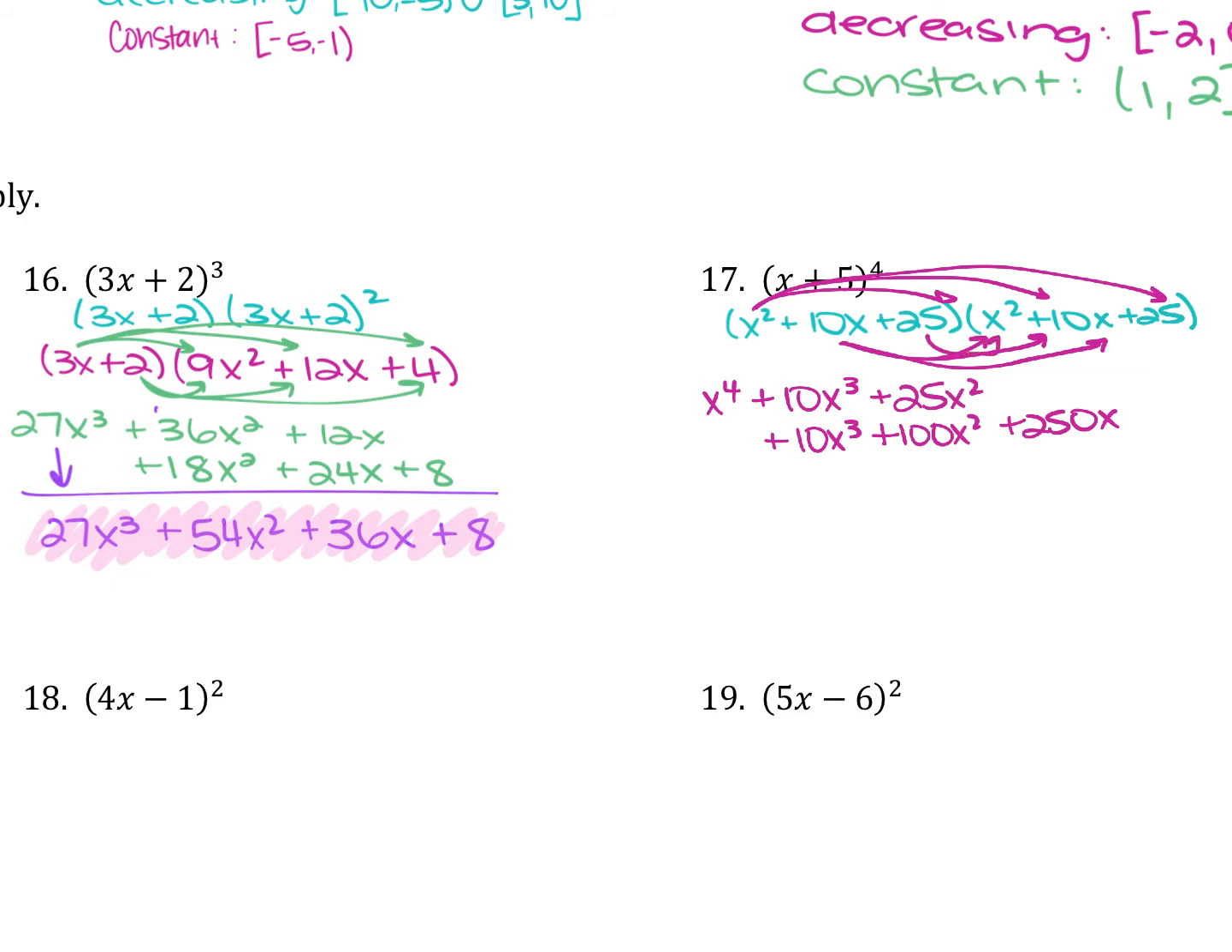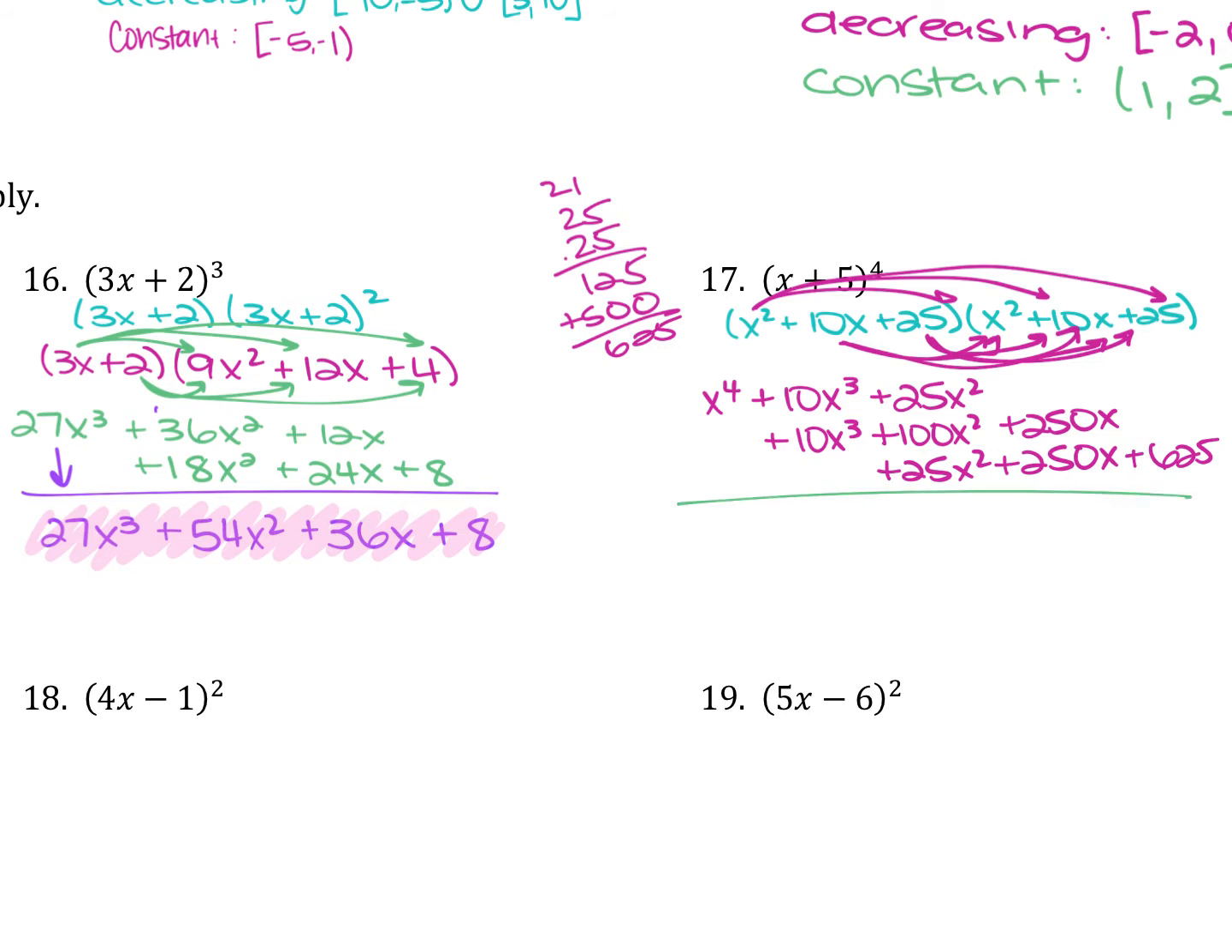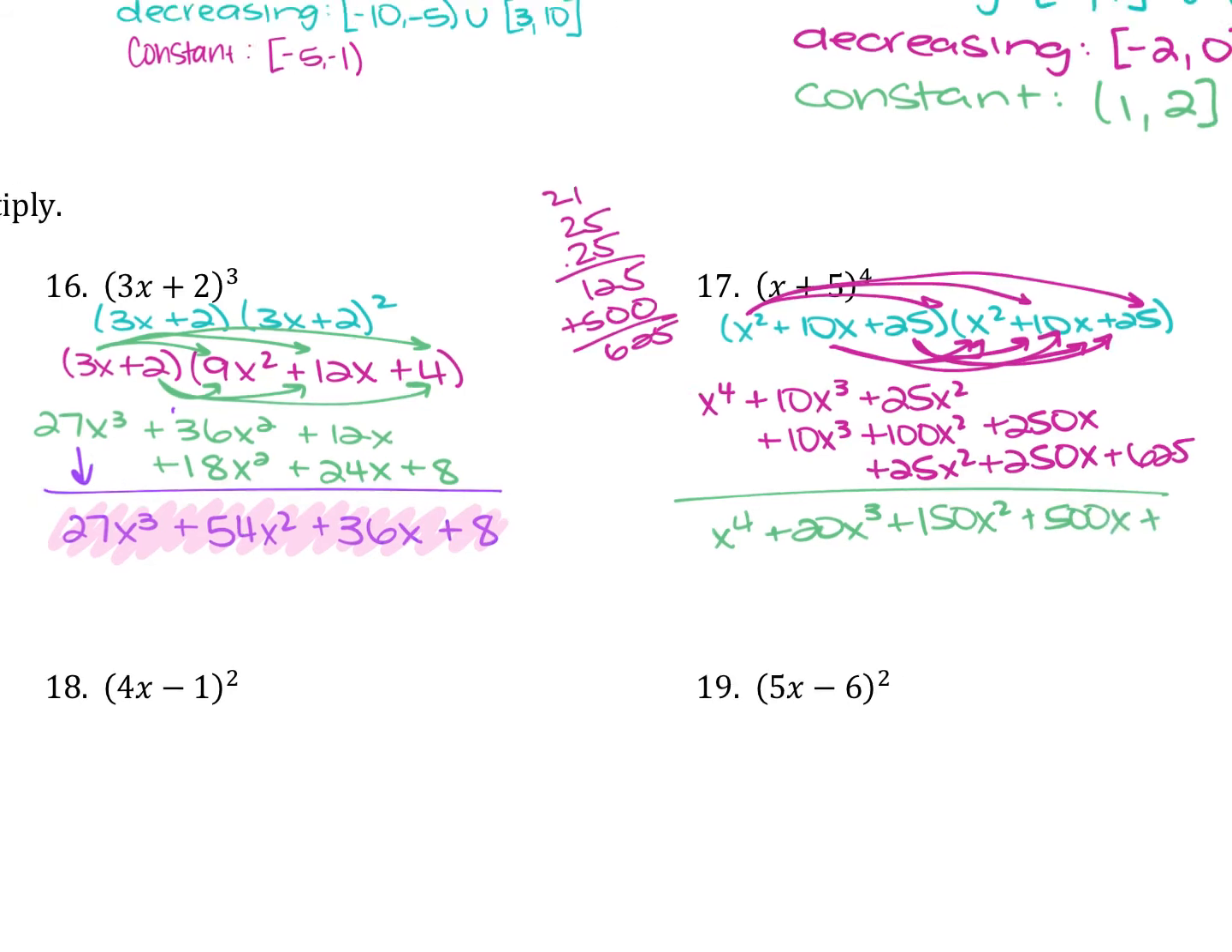Then the 25. The 25 times x squared is 25x squared. Then 25 times 10x is 250x. And then the 25 times 25, let's do this here. I think it's 625, but we're going to double check. 5 times 5 is 25, carry the 2. 5 times 2 is 10, plus 2 is 12. Add on your 0. 2 times 5 is 10, carry the 1. 2 times 2 is 4, plus 1 is 5. Yep, 625. Okay. So from here, we're just going to add. We're going to have x to the fourth power plus 20x cubed plus 150x squared plus 500x plus 625.